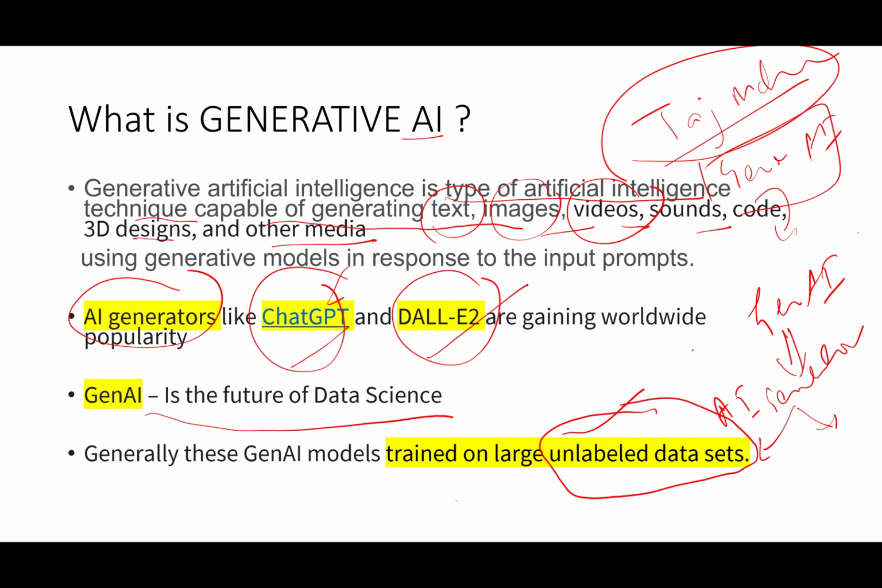So ChatGPT and DALL-E 2 are generative AI technology. What type of machine learning does it use? Unsupervised learning. Why? Because 99% of the time it deals only with unlabeled data sets, guys. It uses complex algorithms in order to predict the models. Now, very, very important.